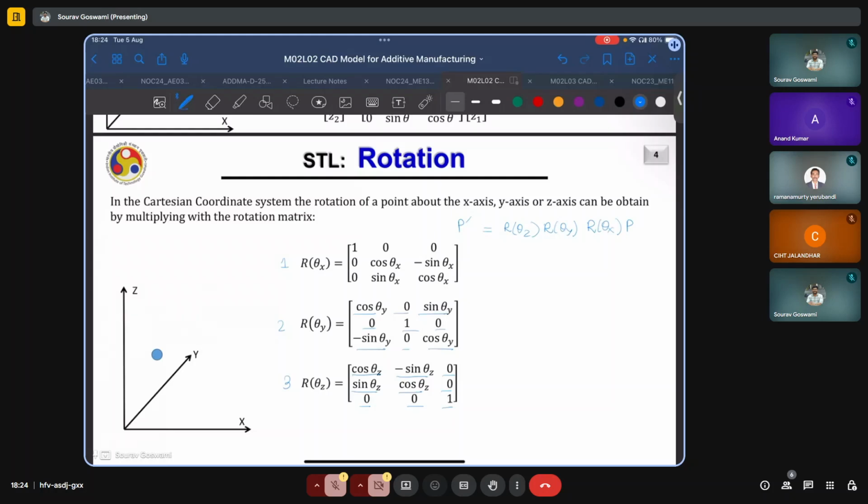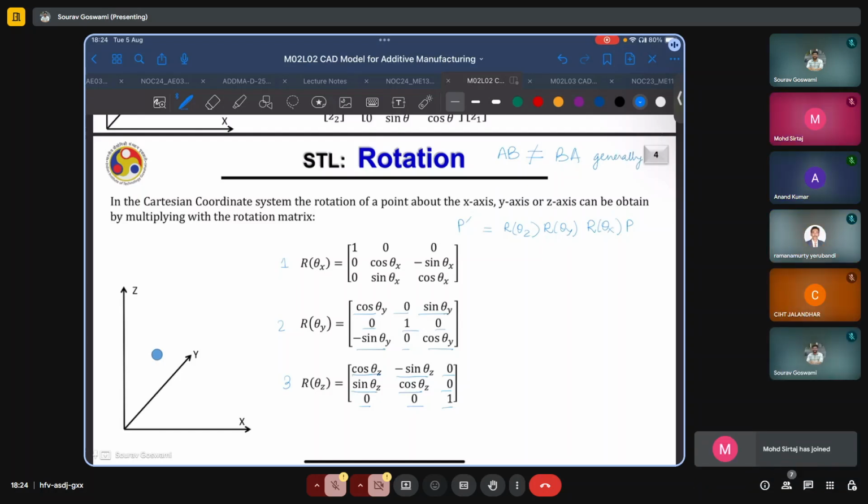From the mathematical point of view, this is because matrix multiplication is not always commutative. That is, A times B need not be equal to B times A. In general, it will not be equal. There might be some special cases when it is, but generally AB will not equal BA, and so the order matters.